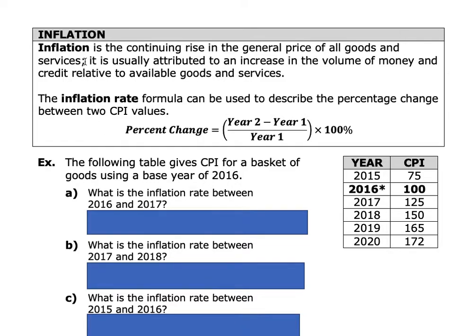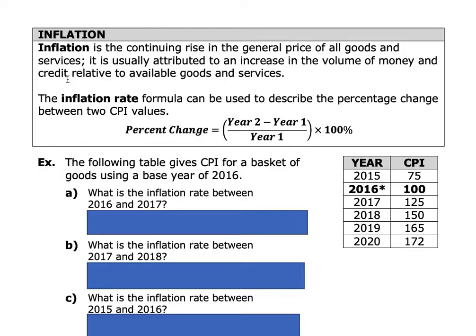Inflation. Inflation is the continuing rise in the general price of all goods and services. It is usually attributed to an increase in the volume of money and credit relative to available goods and services. So if people have more money, maybe money is printed, or credit, then if people are loaning more money out, taking more risk, there's more money in the money supply.